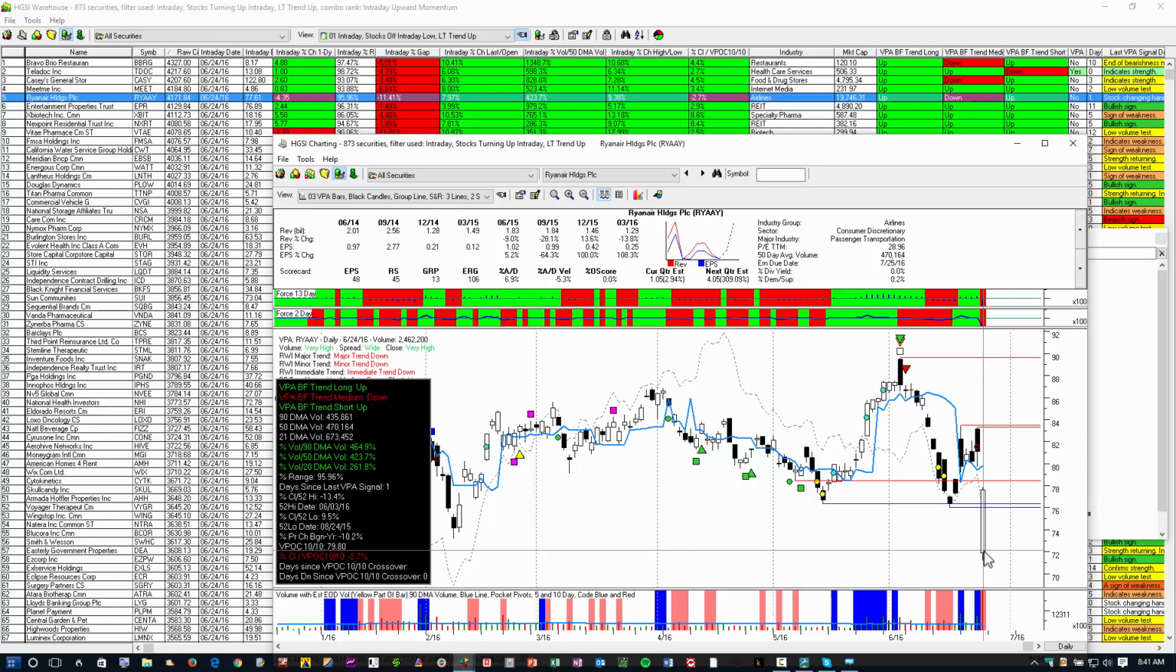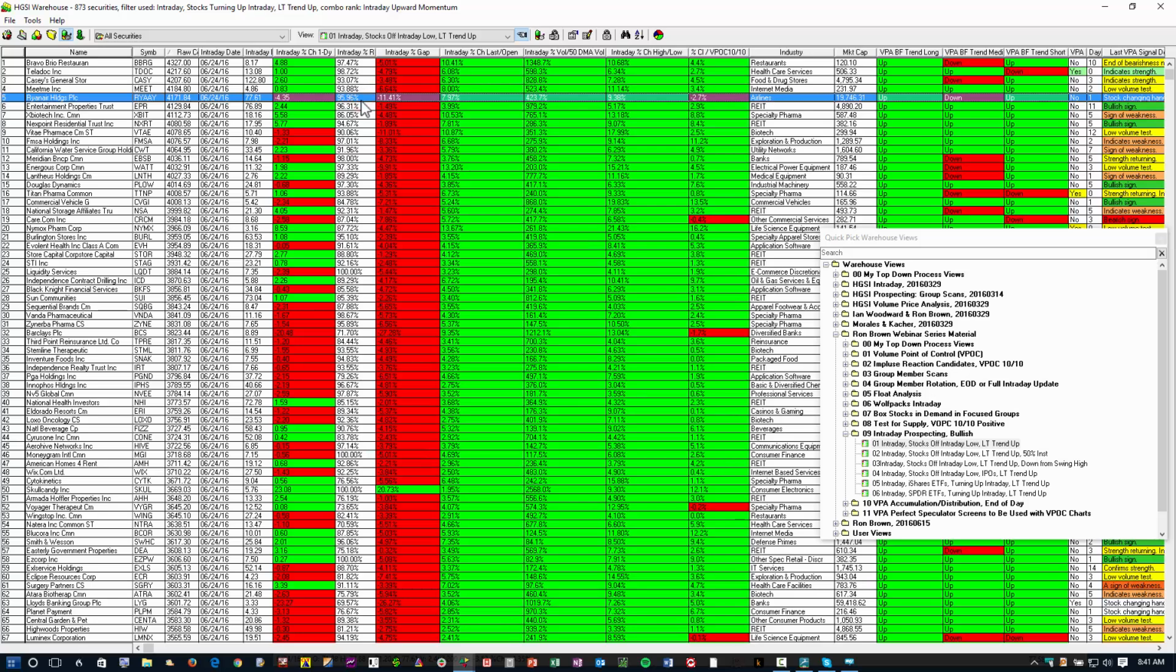Now Ryanair, I don't know what happened here, but it traded down to 71 and it closed all the way up at 77.61, at 95.96% of its daily range, up almost 8% from the low.